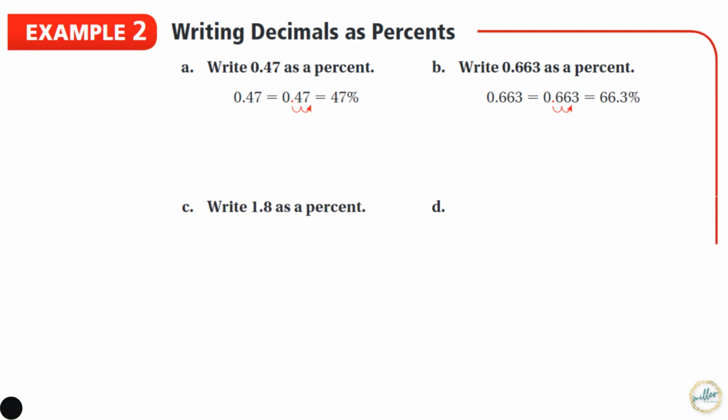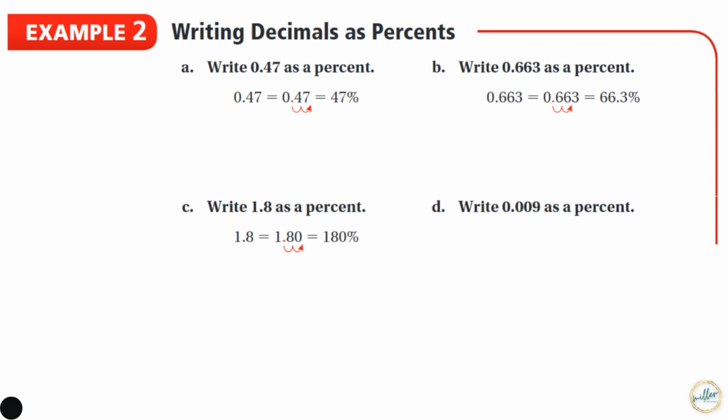C, write 1.8 as a percent, or 1 and 8 tenths. Start with 1.8, move the decimal point 2 places to the right. Again, here we're going to run out of digits, so we need to include another 0 at the end. That equals 180%. Since the number was more than 1, we know that the percent has to be more than 100.